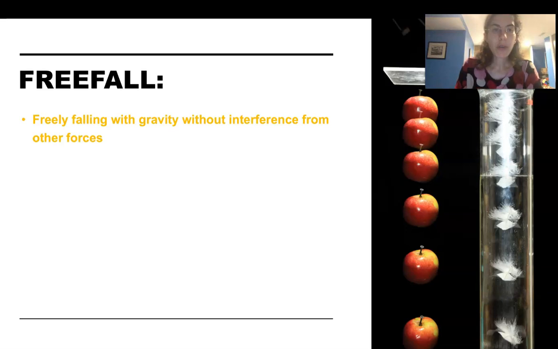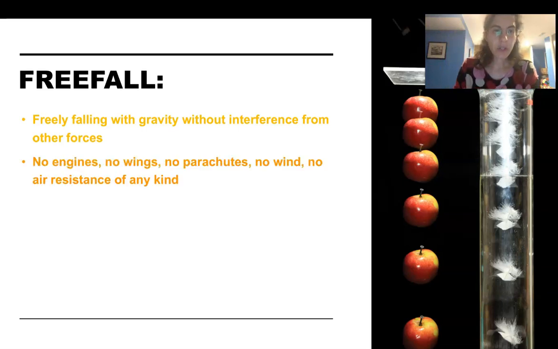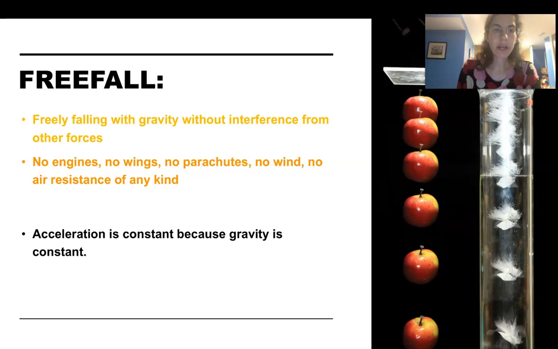Free fall we've been studying for days. It means gravity is the only force that's taking care of the object the instant that it's left your hand. You're not telekinetic. It has no engines, no wings, no parachutes, no wind, no any kind of resistance or outside forces of any kind. Gravity is constant, acceleration is constant, and this gives us the 9.81 meters per second downward that we measured in the lab, aka the value of negative 9.81 meters per second squared that we've been using for days.